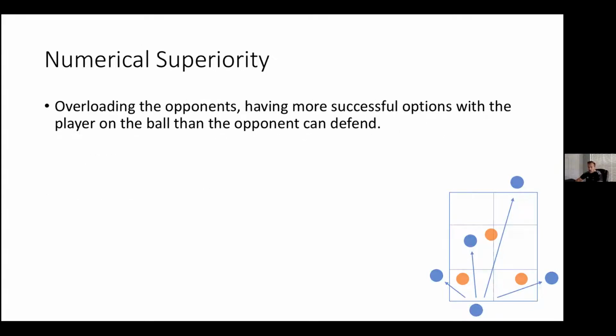Going into numerical superiority, which is a really simple one to understand, it's simply having more options in an area than the opponent has, right? So you have more successful options with the player on the ball than the opponent can defend. And again, this 5v3 is a clear example. You have 5 players, they have 3. You have a clear example of an advantage of numbers. And again, you saw that Barcelona picture with Messi and Iniesta and Xavi and Busquets. They have an overload in the middle, more players than the opponent has.